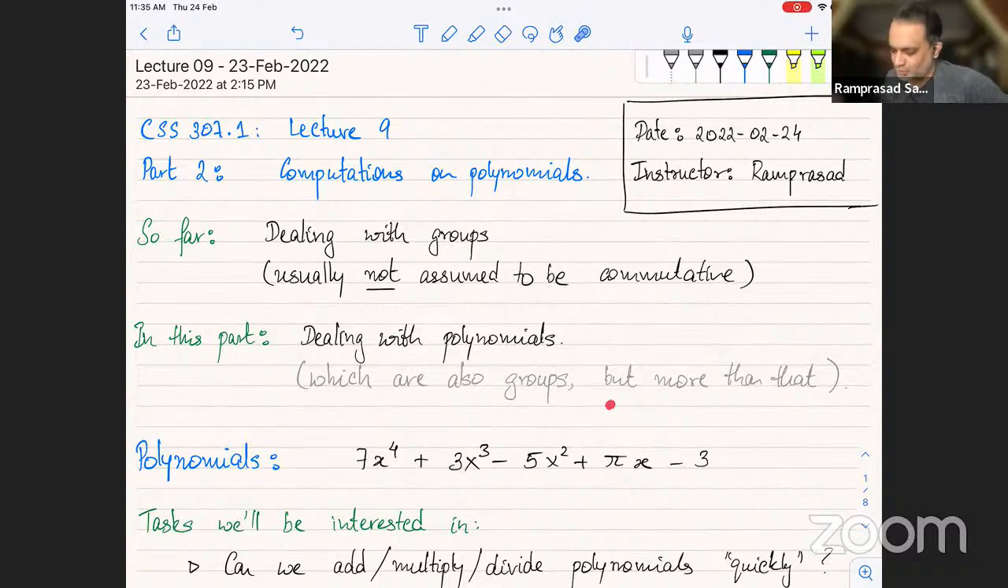But the point is, it does more than that. You also have a notion of multiplying two polynomials. So it's like a group with some extra structure on top of it. And it will turn out that this forms a different sort of object, which is called a ring. Okay, but don't worry about it right now. We'll deal with it when we get there.